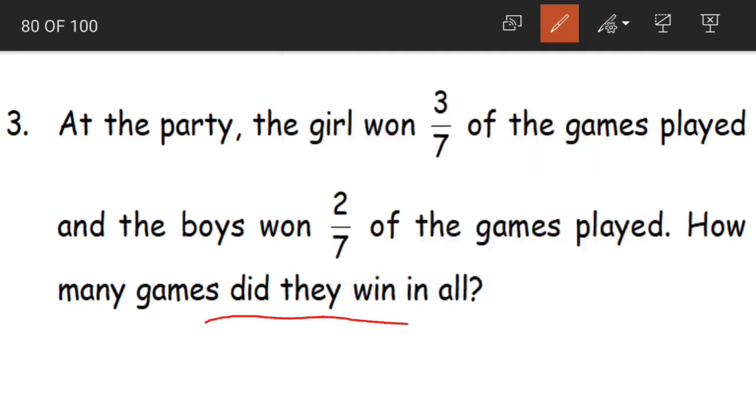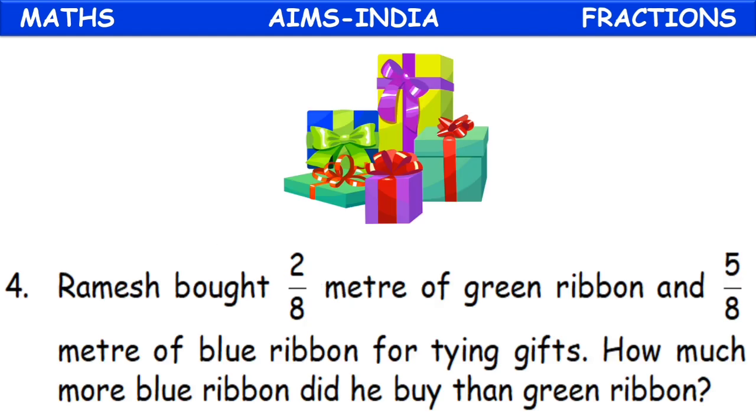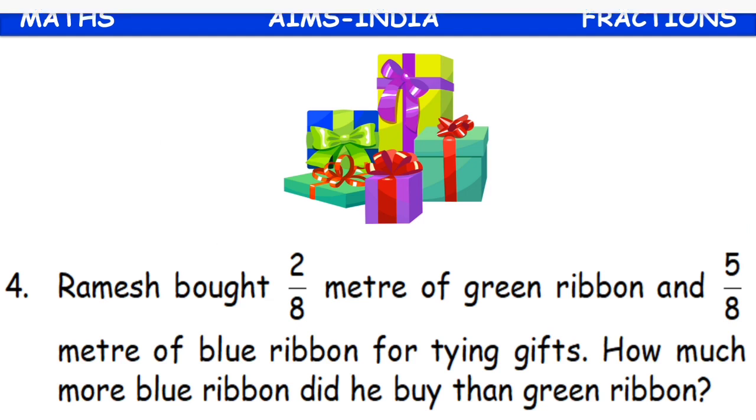Now how many games did they win in all? How to find out again? We need to add 2 by 7 plus 3 by 7. So that we'll get the total wins by both boys and girls. Next, Ramesh bought 2 by 8 meter of green ribbon and 5 by 8 meter of blue ribbon for tying gifts. How much more blue ribbon did he buy than the green ribbon?